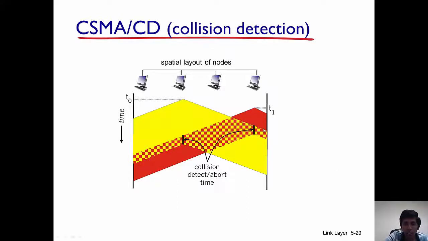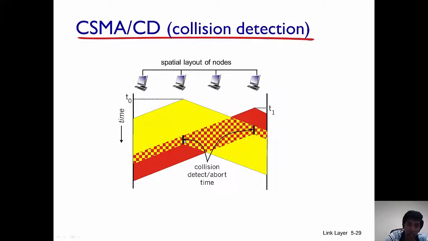You can see here that the collision occurred at this point in time. However, none of the nodes realized that there was a collision because the signal had still not propagated. Sometime later, this node here realizes that there has been a collision. Okay, this is the time. So it can abort its transmission at that time, because even if it transmits its packet, that is not going to be useful.